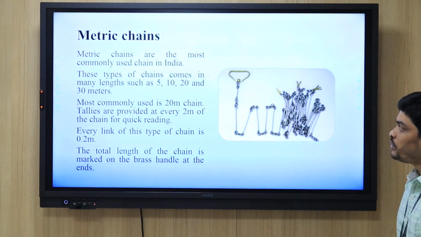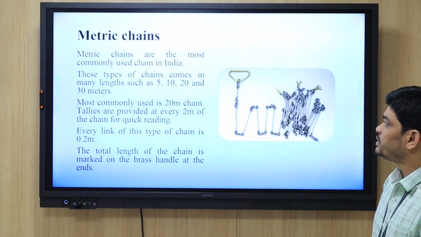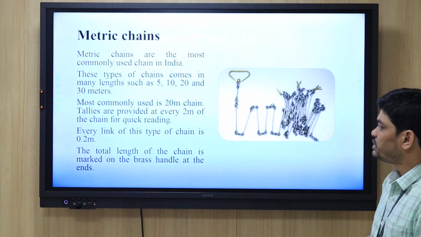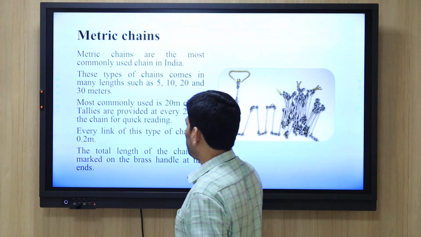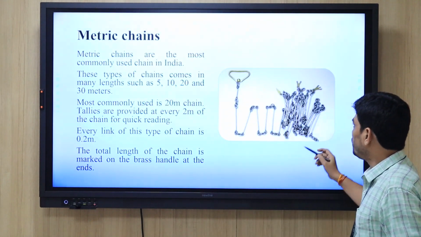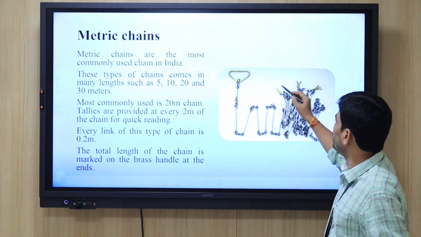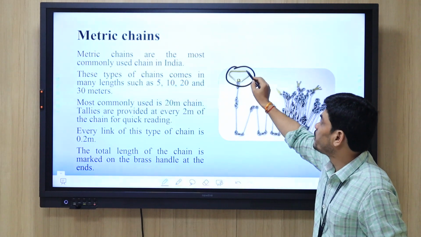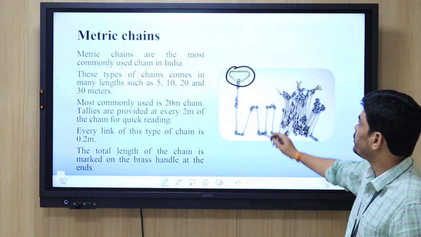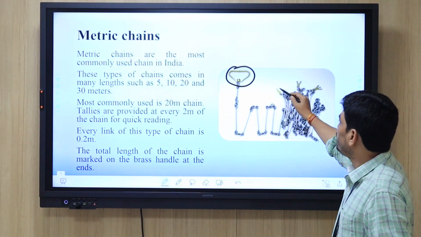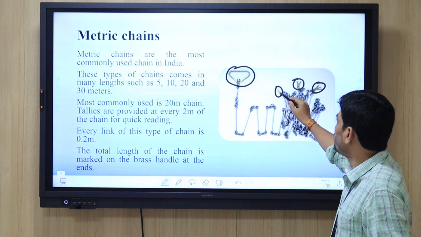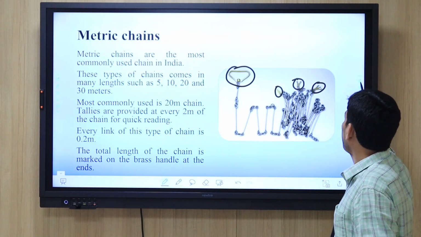Metric chains are the most commonly used in India. Generally these are 30 meters in length. Every link is 0.2 meters. The total length of the chain is marked on the brass handle. Here they will mention the total length. When we are checking any chain, we can find it on the brass handle. Here these are the tallies. See here, 5 meter, 10 meter, 15 meter, like that.